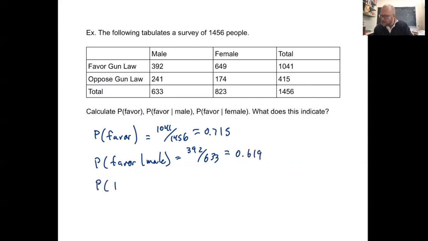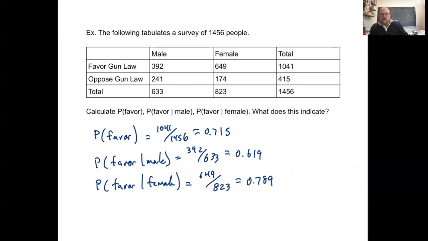And the probability that a randomly chosen female favors that. So that's the 649 out of 823. So 649 out of 823. 649 divided by 823. We're getting about 0.789. Okay. So the question is, what does this tell you?